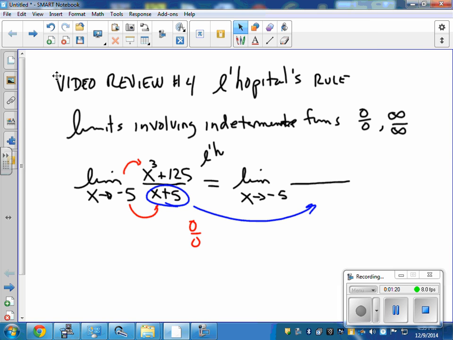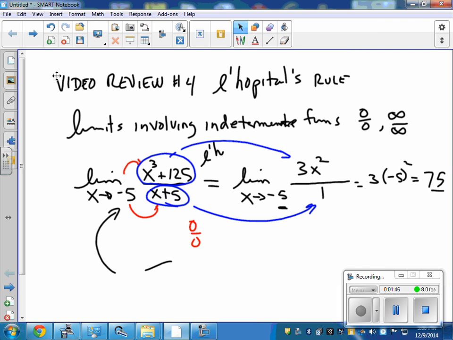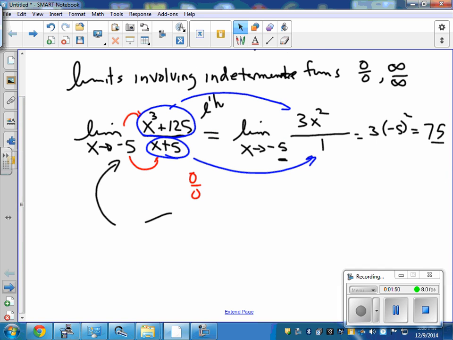Well, the derivative of x plus 5 is 1. And we're going to take the derivative of the numerator, and the derivative of x cubed plus 125 is 3x squared. And then we're going to put -5 into this limit, and so we get 3 times -5 squared, which is 75. And if that limit exists, that's also the answer to this original problem. Okay, rather trivial. Let's look at one that's a little bit more exciting.